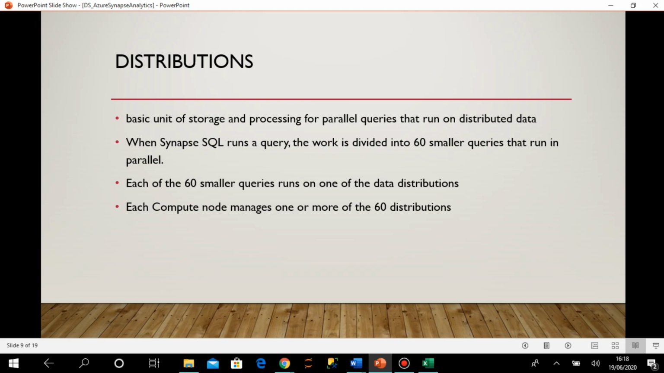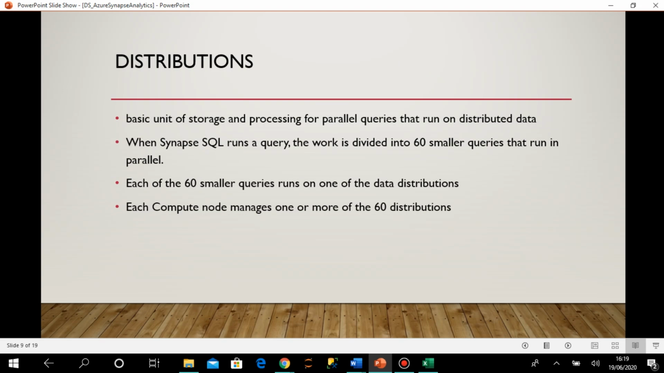Okay, when Synapse SQL runs a query, the work is divided into 60 smaller queries. So whenever there is a query, it is divided into 60 parts, and each of these 60 smaller queries runs on one of the data distributions. As it is divided into 60 distributions, these 60 distributions are divided among the compute nodes. So that's why I told you that there can be 1 to 60 compute nodes. It depends on the number of compute nodes how parallel the processing will be.